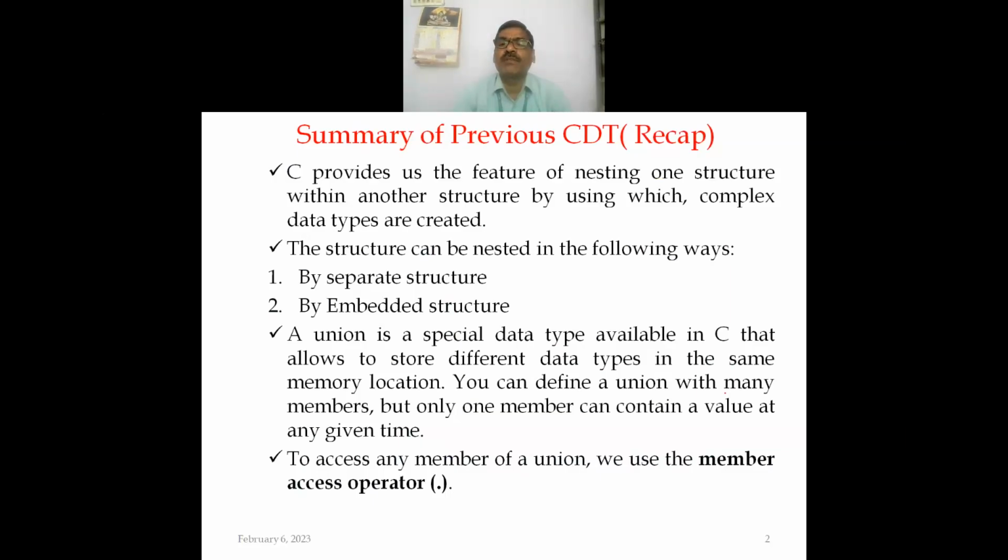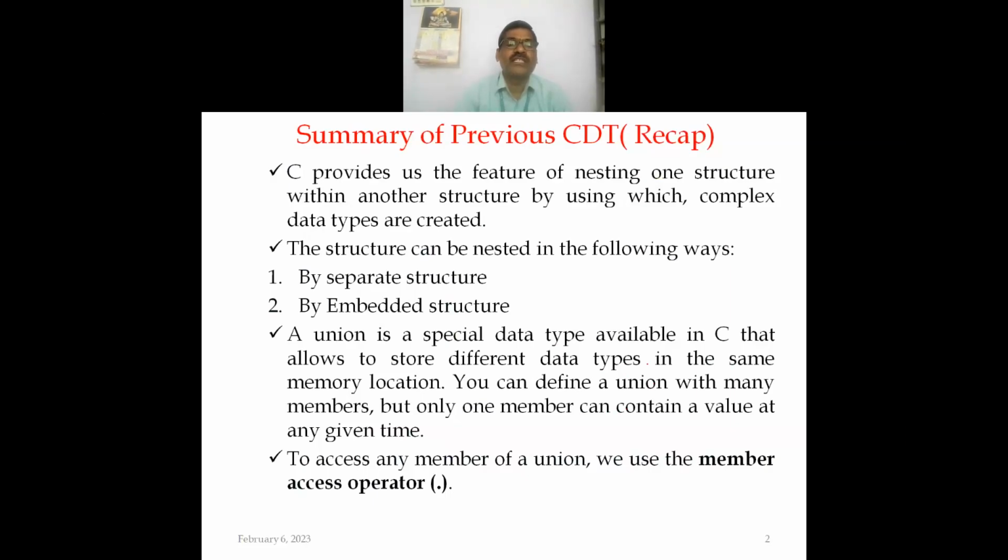So, a summary of the previous classroom discussion: if you recap that, we had a discussion on structures as well as unions. C language provides the facility of nesting of structures, and these nested structures can be accessed by making use of the dot operator twice. Fine. And structures can be nested in two different ways: by defining a separate structure and then by embedding the definition of the structure within another structure.